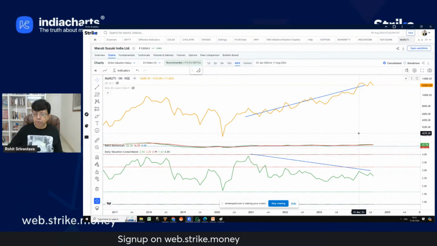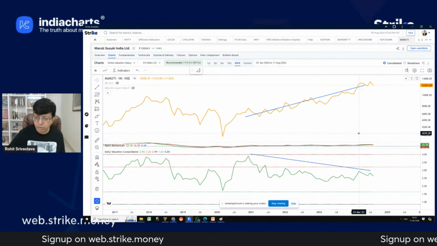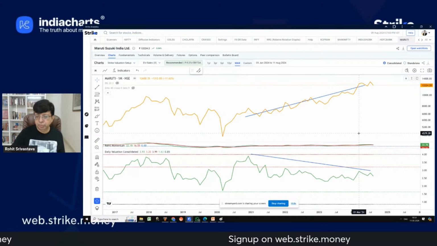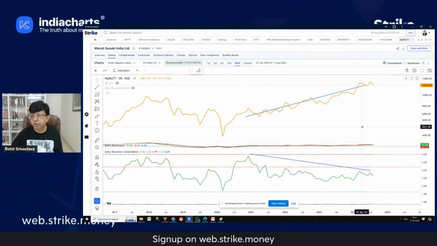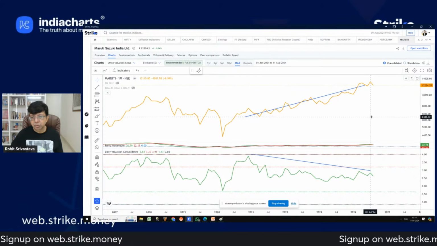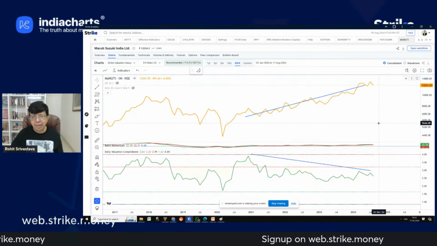We've all heard this word, rotation is happening. Today this is working, today that is not working. You know, that way we all get caught. So PSU stocks are going up, but banking stocks are not playing out. Pharma is going up and FMCG is going up, but something else is not working. So the same thing has happened somewhere here.